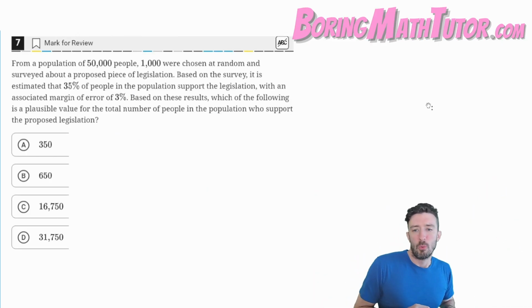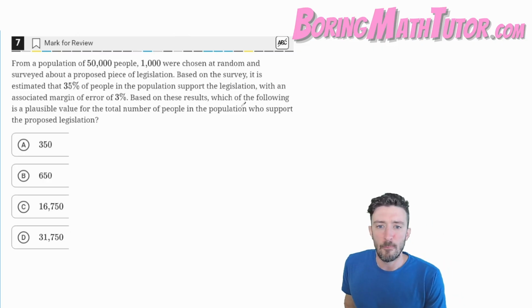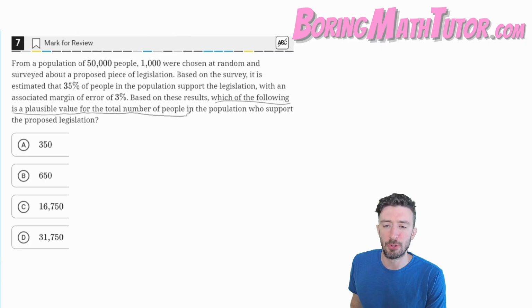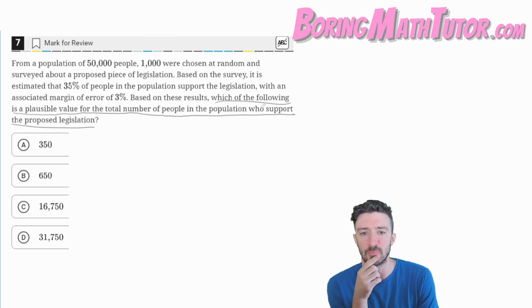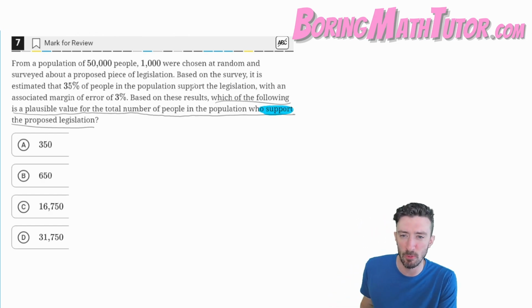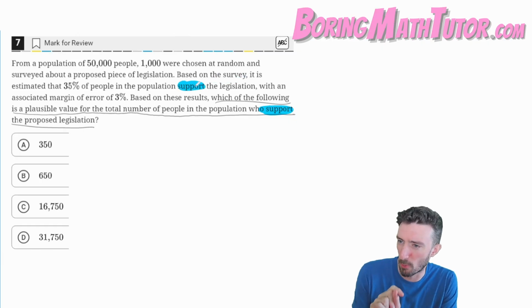Yo! We got to figure out which of the following is a plausible value for the total number of people in the population who support the proposed legislation. Support being kind of the key word there. And I see that there was some sort of survey where some people supported it.